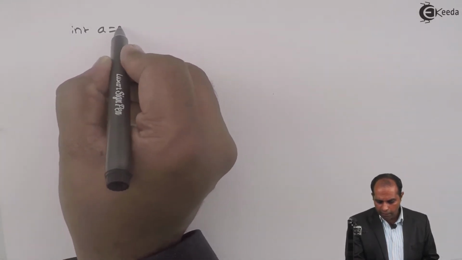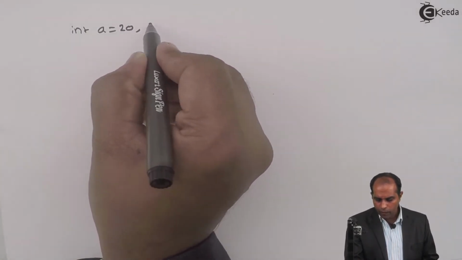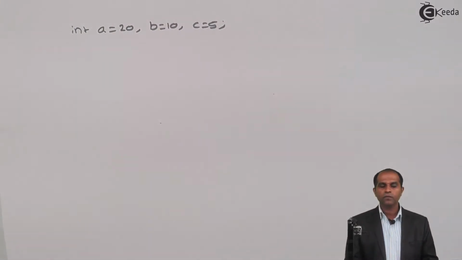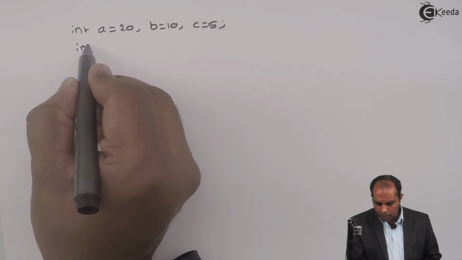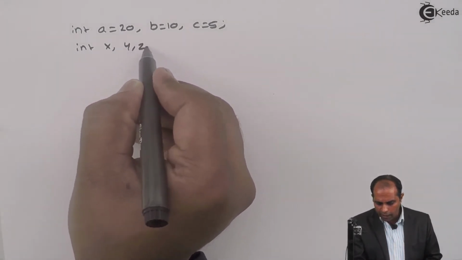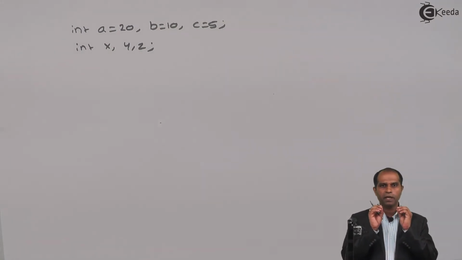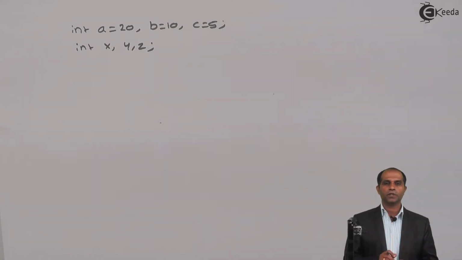For that, let's take up an example. Assume that A is having a value as say 20, B with a value say 10 and C with a value say 5. Let me take 3 more variables int x, y and z. Let me write some random expressions with these A, B and C and try to evaluate these expressions.